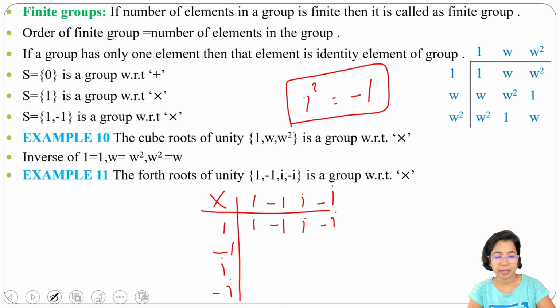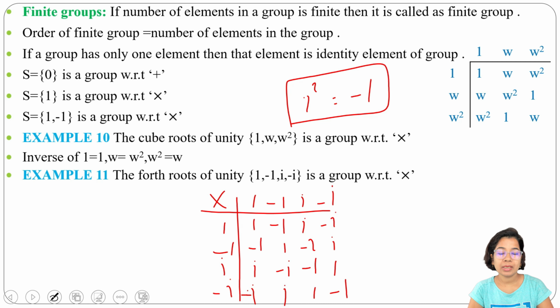Then -1 multiplied by 1 is -1, by -1 is 1, by i is -i, by -i is i. Then i multiplied by 1 is i. i multiplied by -1 is -i. i multiplied by i is i square, which is -1. Then i multiplied by -i is -i square, so 1. Next -i multiplied by 1 is -i. Then -i multiplied by -1 is i. Then -i multiplied by i is -i square, which is 1. -i multiplied by -i is i square, which is -1. So this is our table.